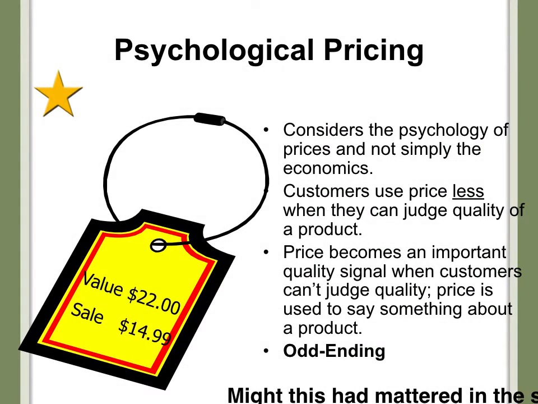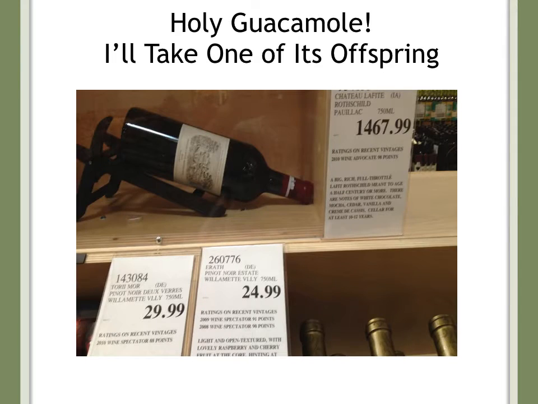Psychological pricing, odd-ending pricing, is commonly used. I mean, you don't hear somebody saying $5. That's rare. You hear them say $4.95 or $4.99. It has a real psychological advantage. Another psychological pricing scheme. These next couple are out of Costco.